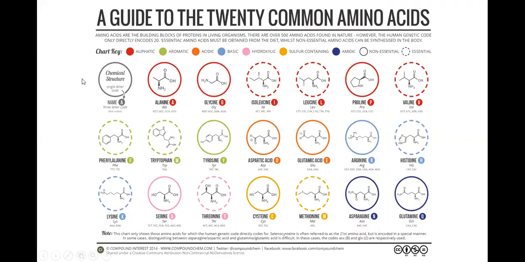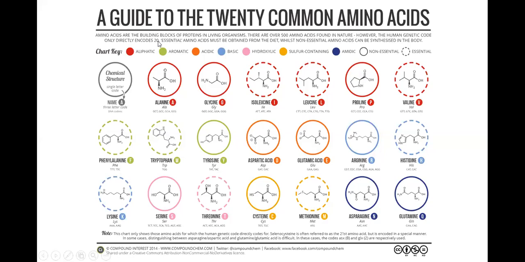The amino acids are the building blocks of proteins in all living organisms. There are over 500 amino acids found in nature so far. So I'm not talking about a single human body; I'm talking about the chemical structure and composition of amino acids across all organisms. There are over 500 different varieties of amino acids available.